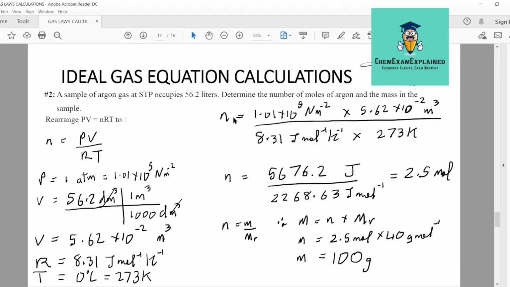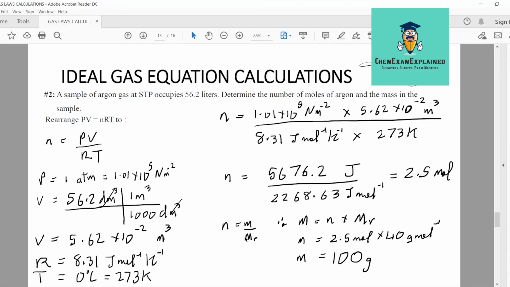I now plug the information into n equal PV over RT, put in the pressure, put in the volume, put in my R and my temperature, and I do the conversion. So here, if you work it out the way I just showed you earlier, you would see that I'd end up with joules at the top and joules per mole at the bottom. And of course, joules divided by joules per mole will leave my unit to be mole. So my answer is 2.5 moles. I now know the number of moles.